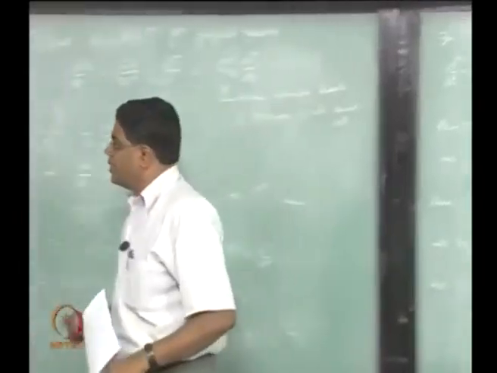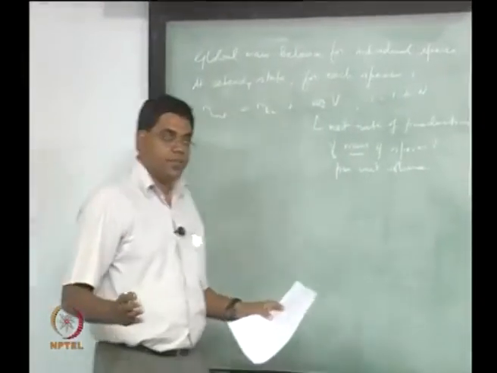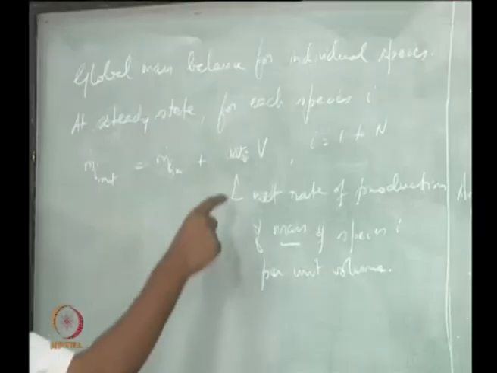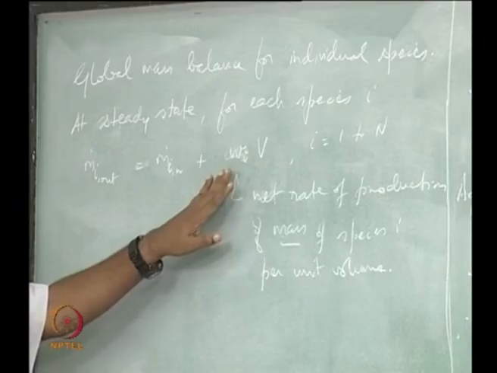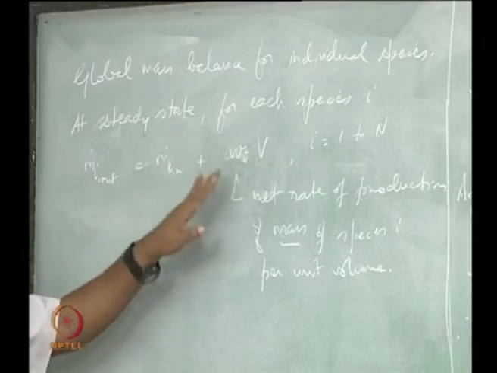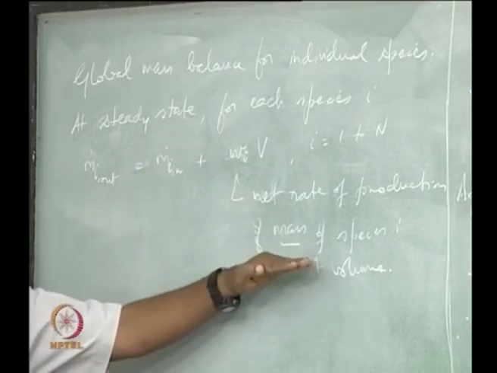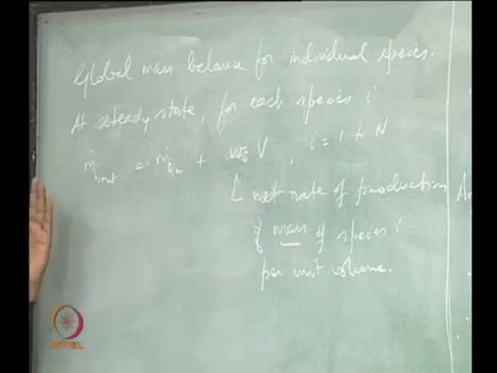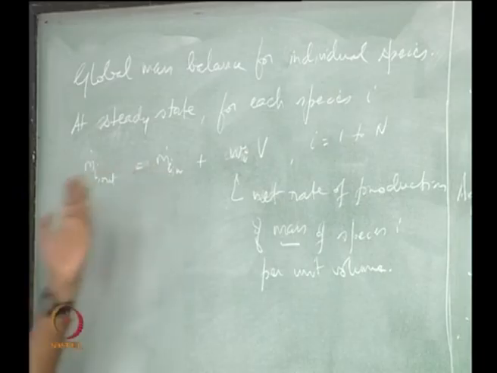Because number of moles is not necessarily a concern. So look at what's going on. This is the rate of mass produced per unit volume. So this should be kgs per second meter cubed. So times the volume should get you kgs per second. Okay, so these are kgs per second mass flow rates.